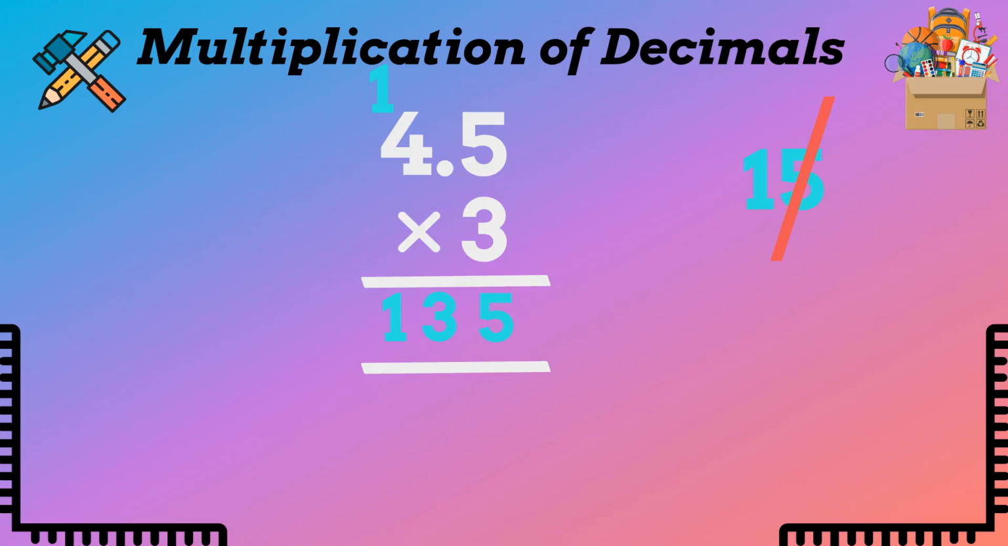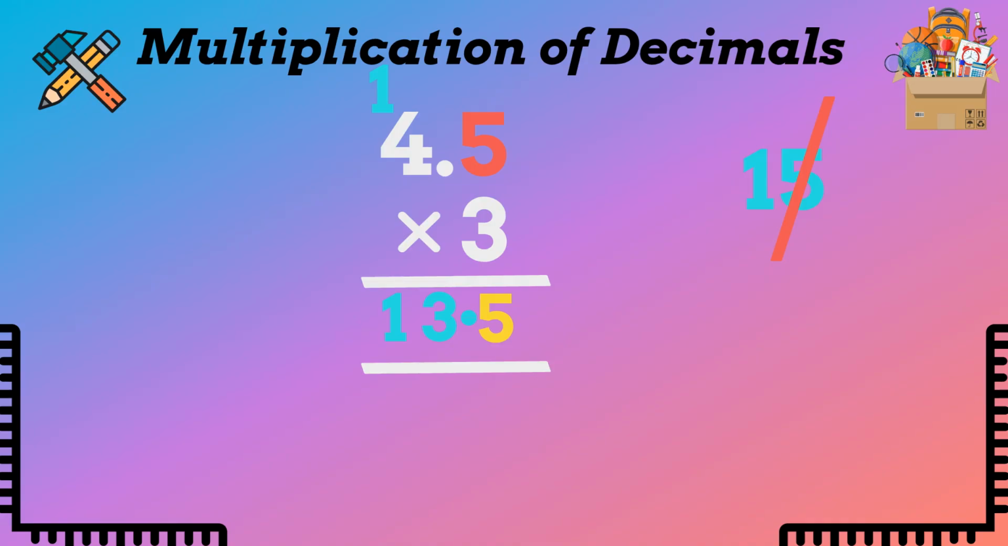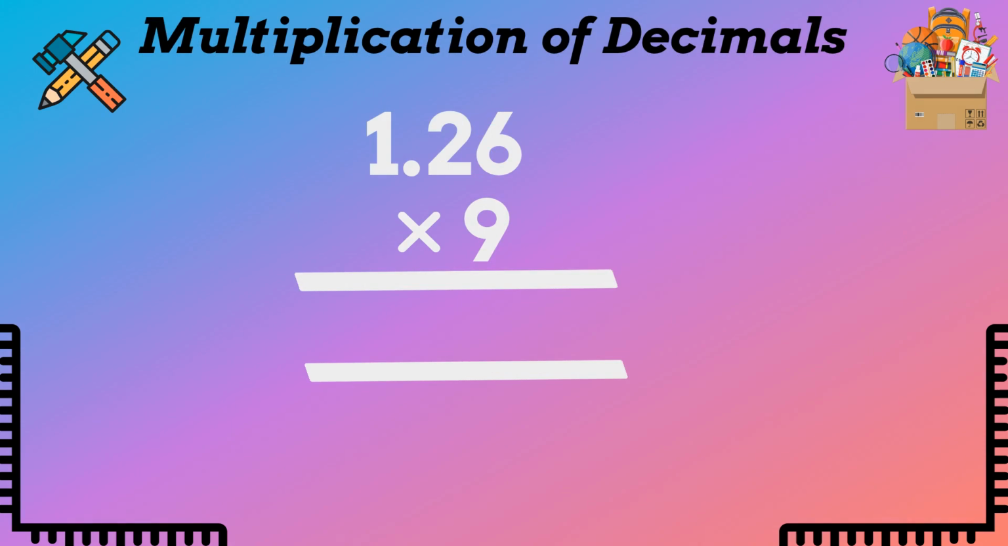The original numbers that we had multiplied had one decimal digit. Therefore, our new answer must have one number that is also a decimal digit, which is 5. So our answer is 13 and 5 tenths. Let's move to the next example.